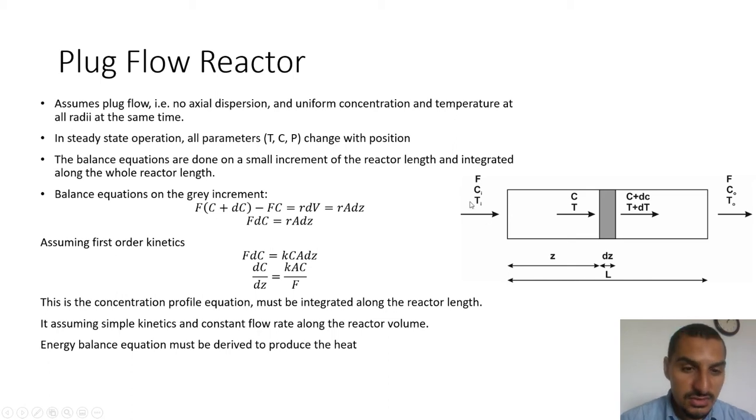So the reactants go inside the reactor from here, and at each point the reaction proceeds, the concentration changes, the temperature changes, and maybe the pressure changes as well. So at each point there is a change in the parameters, and this change affects the next part, and then the next affects the next, and so on until you reach the other end.